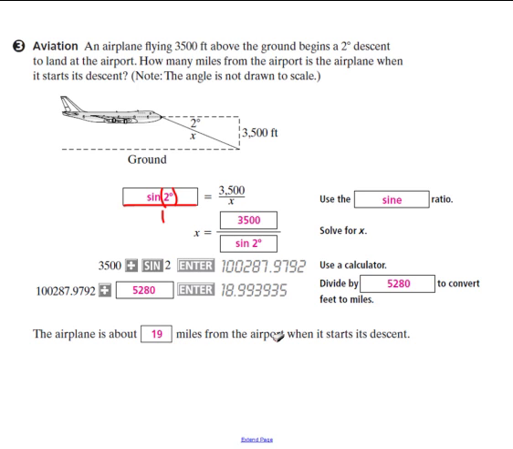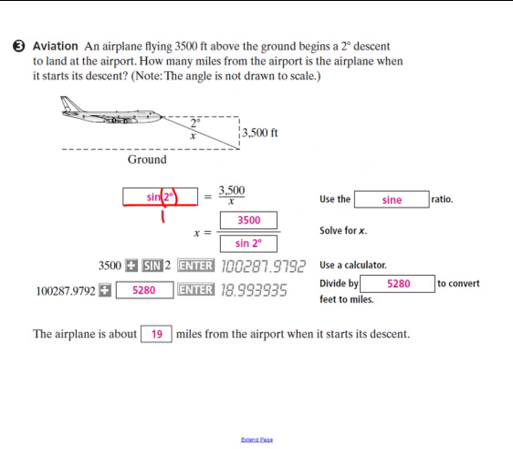Alright, so that'll wrap it up. Again, this was short, just learning a couple new terms, but they're important for solving a lot of these trig type word problems because it helps you to understand the situation that's going on.